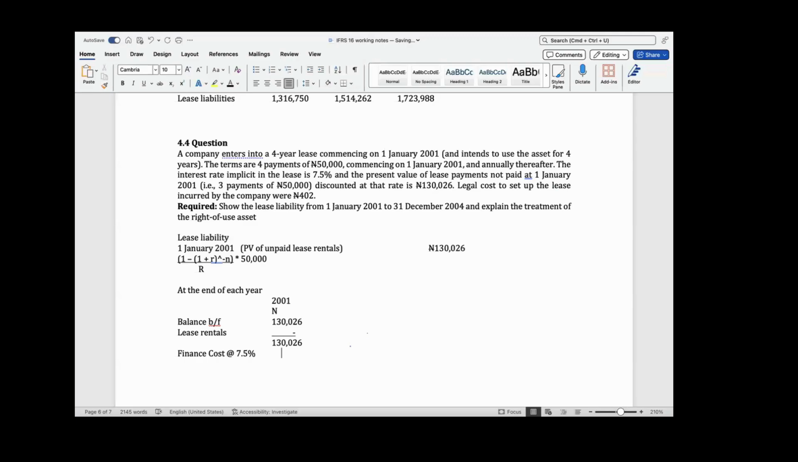1,733,680. No. 7.5% of 130,026. 7.5, 9,752 naira approximate. Yes, oh, that's more like it. So 7.5% should be 0.075 times 130,026. So balance carried forward.